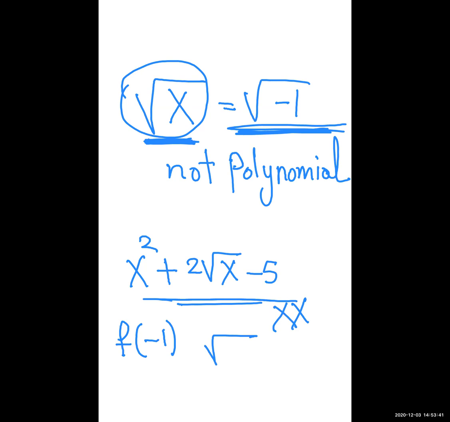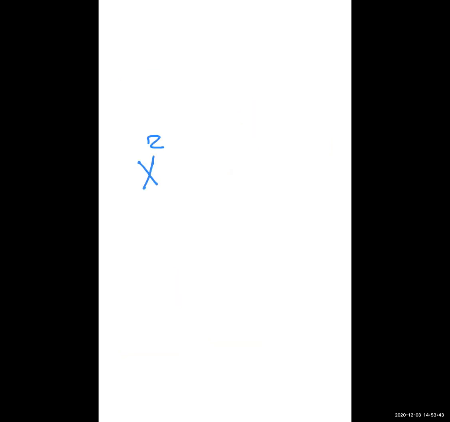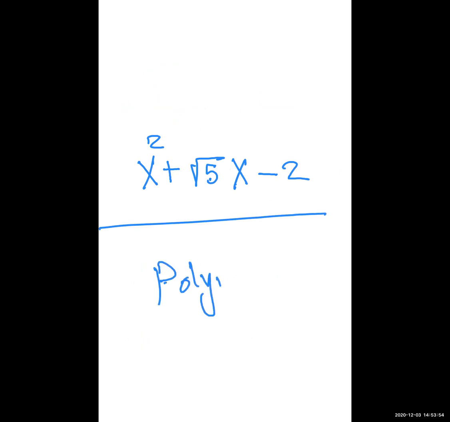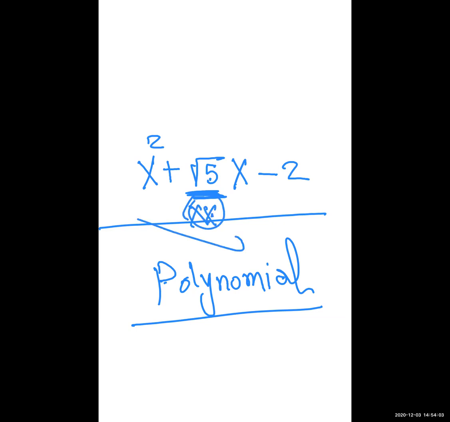But if it's like this, x squared plus square root of 5 times x minus 2, is this one a polynomial or not? Of course, this one is a polynomial. If it is a number under the square root, I don't care. Polynomial. But if it's a square root of x, not a polynomial. Okay, guys, are we clear? Yes. Okay, great.